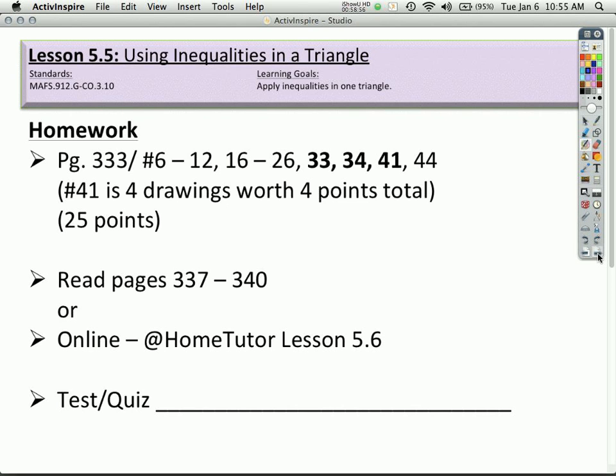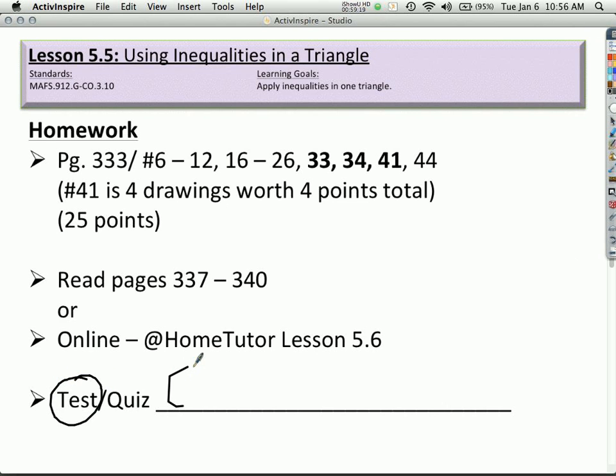Then I would like you to read the next section. Make sure you read what's coming up next. It's going to give you a huge advantage, a huge insight into what we're going to be doing. Or do the at-home tutor for the next lesson. And then you are going to have your Chapter 5 test on Friday.